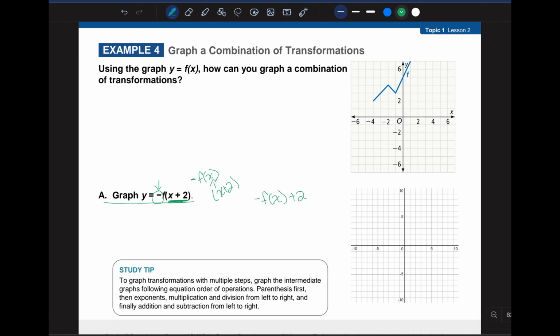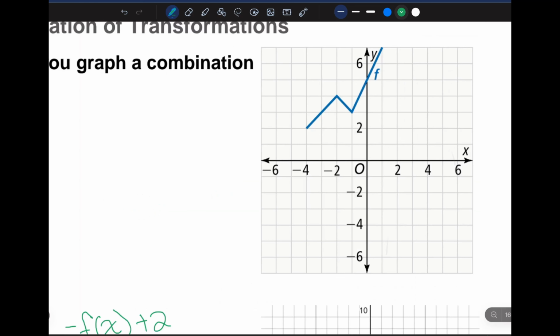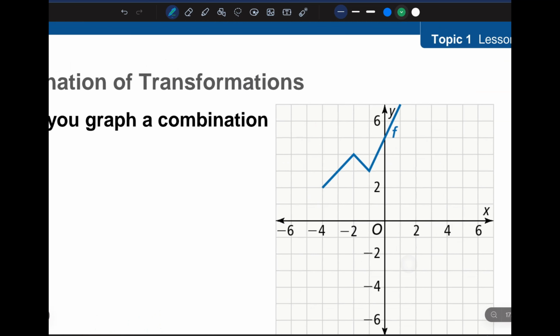Now, which one do we do first? You should go with order of operations. Order of operations tells me that I should do what's in the parentheses before I do what's on the outside. So first things first, I know that I have the f of x plus 2. We're going to kind of ignore the negative for a minute. That means that we're going to move 2 to the left. So pick some identifying points on here. So for instance, this is the end, and this one over here is also the end. And then I have like a high point and a low point. I'm just going to pick different points on here and move them. It's easier to move ones that are crossing evenly at actual points, not decimals.